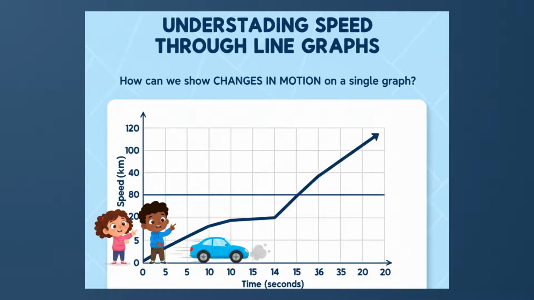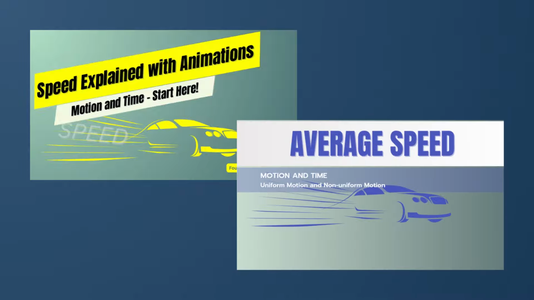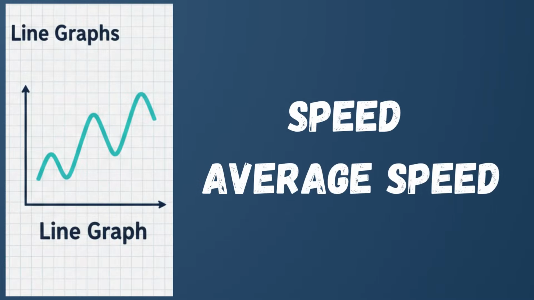Before we start, if you've watched my previous video, you already know what speed, average speed, uniform motion, and non-uniform motion mean. If not, don't worry. You can always check it out later for a quick recap. Now, let's take a closer look at the real difference between speed and average speed, and then see how line graphs help us visualize motion.